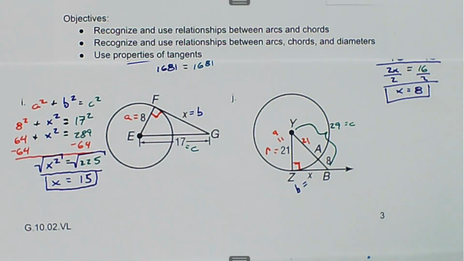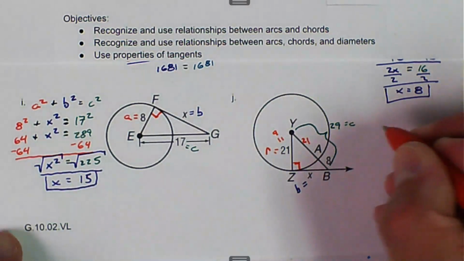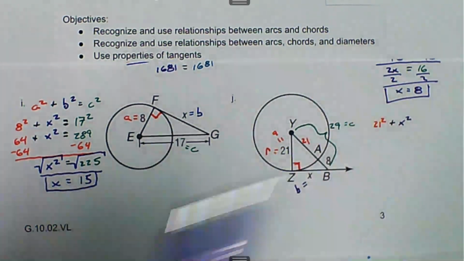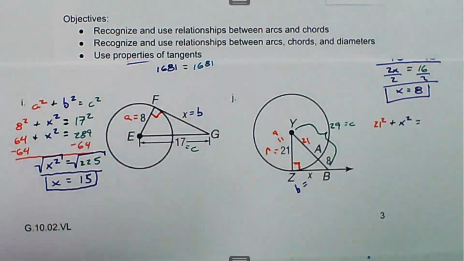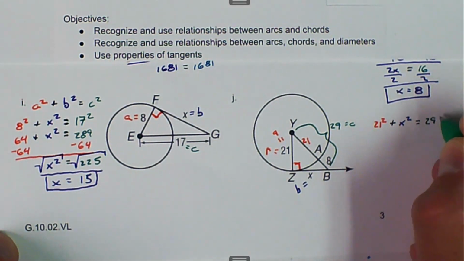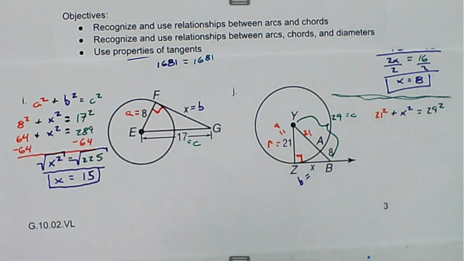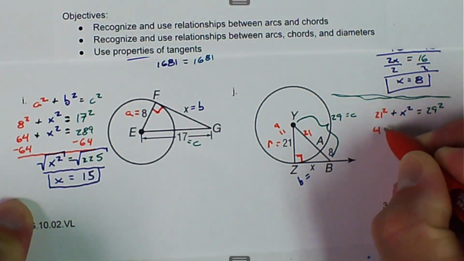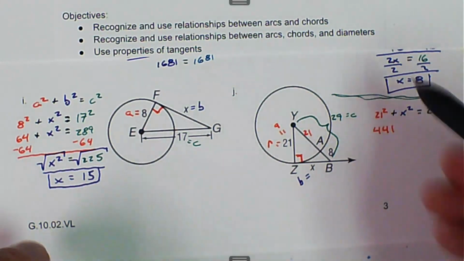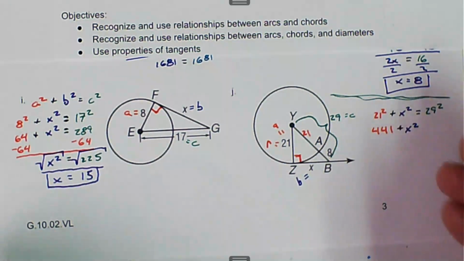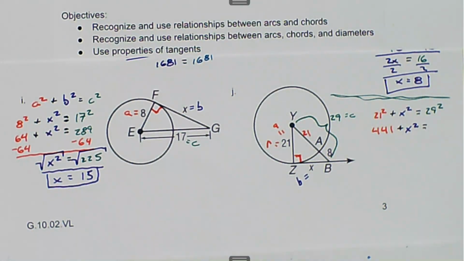So we can substitute those values in. A squared is going to be 21 squared plus b squared, which is going to be x squared, is equal to 29 squared. Again, we can use our calculator, and 21 squared is 441 plus x squared is equal to 29 squared, which is 841.